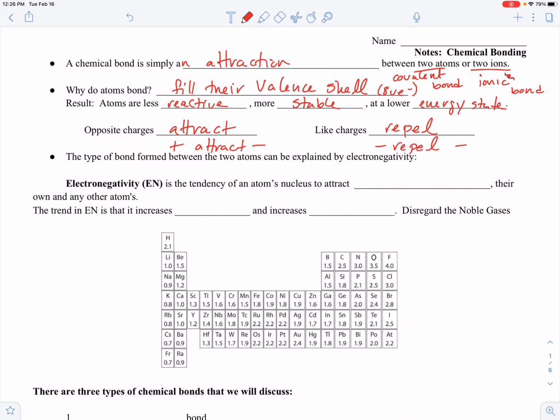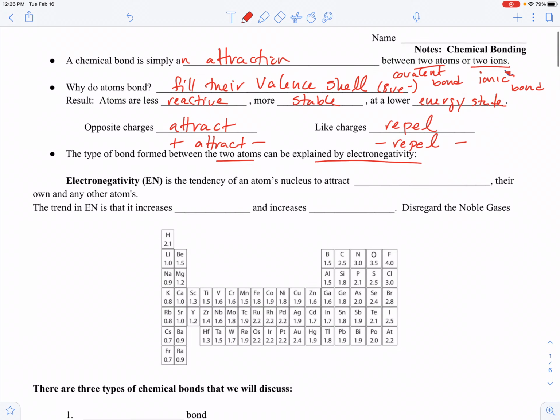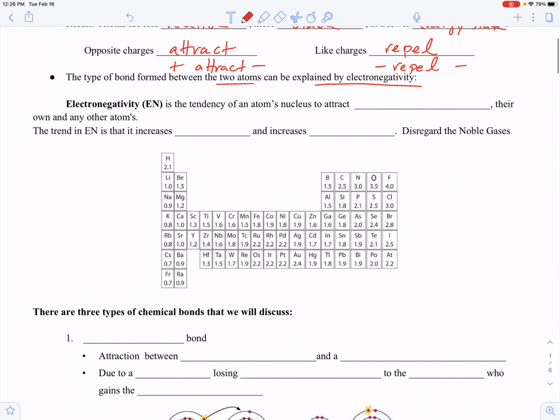So moving forward, the type of bond that forms between two atoms or two ions can often be explained by electronegativity. We did talk about electronegativity last week, but I will also review some of that information as well, and how it plays a role in the types of bonds that we see here.